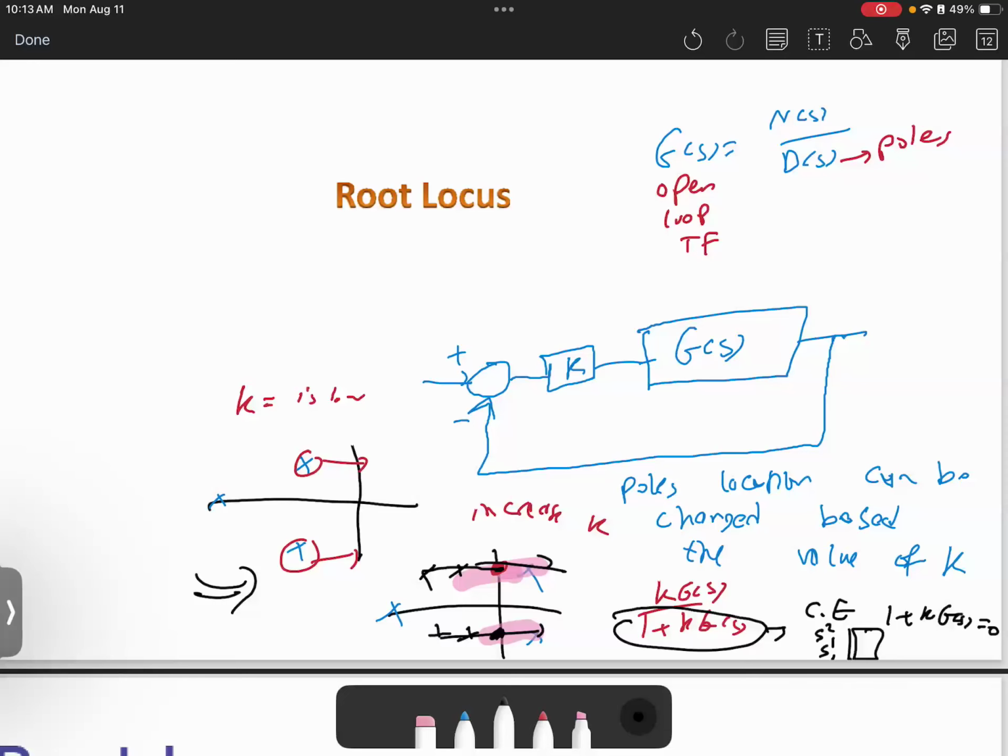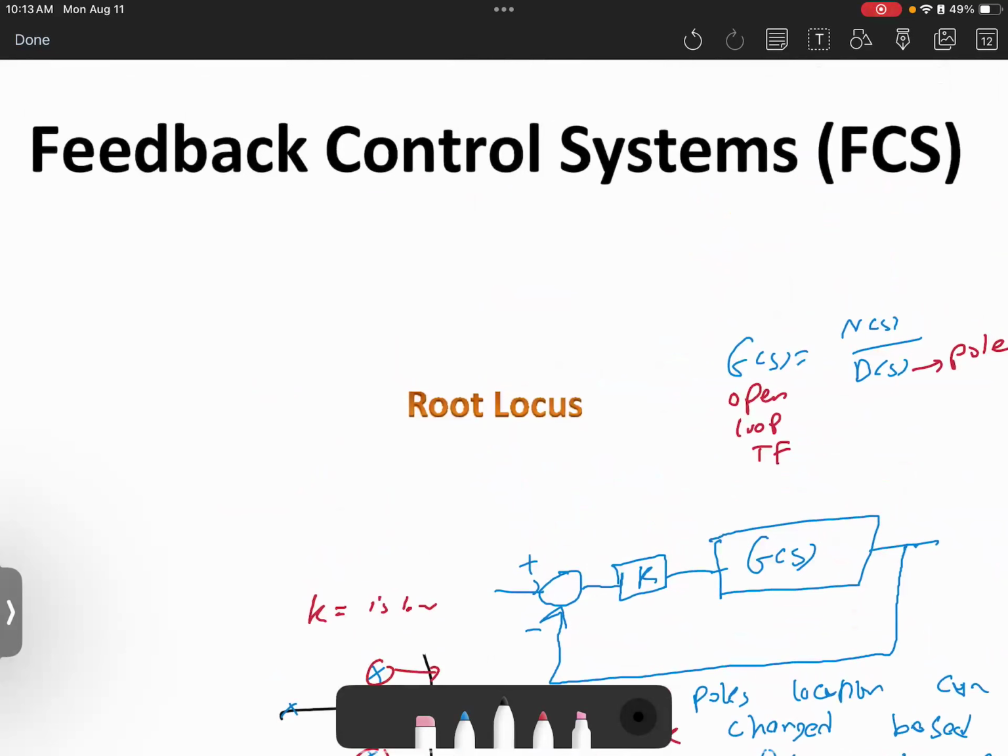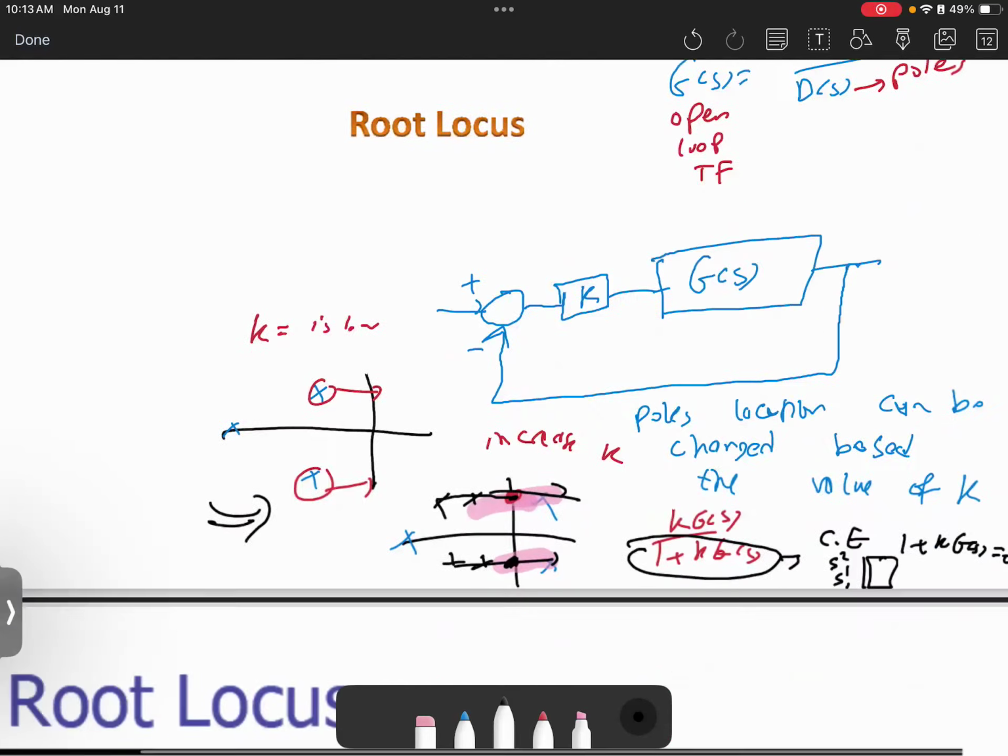Now, today's topic will be root locus. In root locus, we will discuss the location of the poles, or when we increase the value of K, what's the tendency of the poles to be changed or shifted from one point to another.